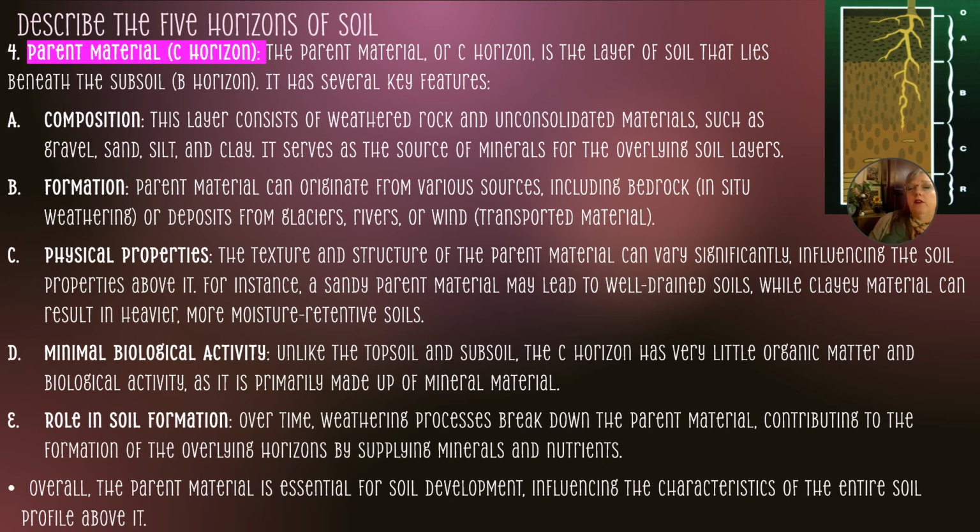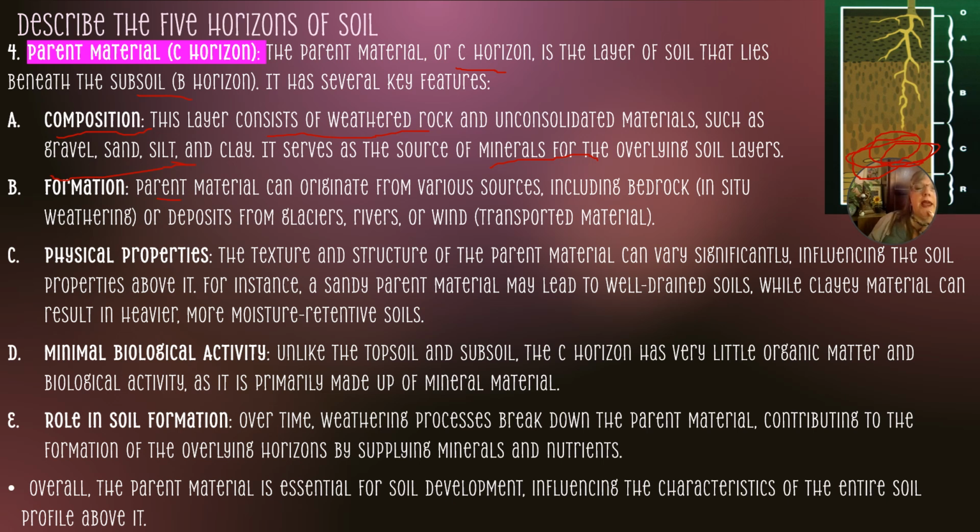Letter C gets us down to the parent material, whatever rocks we're building this soil off of. It's the parent material or the C horizon. It's the layer of soil that lies beneath the subsoil, and these are its key features. The composition of this one consists of the weathered rock and unconsolidated, meaning it's not stuck together, materials such as gravel, sand, silt, and clay. So just clumps of stuff, not even packed. It serves as a source of minerals as those rocks break down for the overlying soil layers.